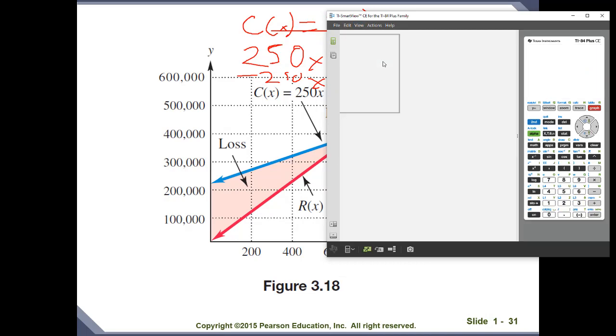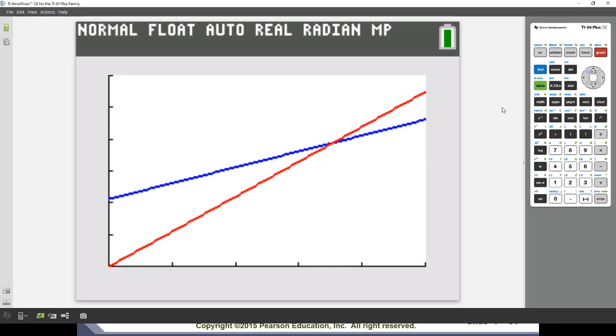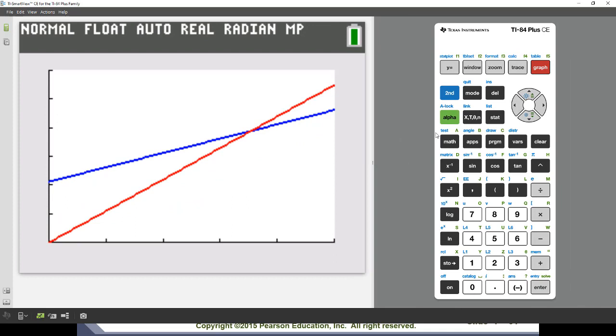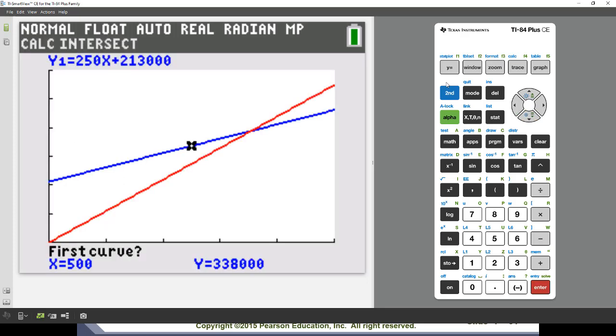So let me get this a little bit larger here, actually a lot larger. I want you able to see this well. All right, so to find the intersection, hit the second key and choose Calc. You're going to go down and choose choice 5, intersect, for where the lines intersect. Choose 5, hit enter. Now it's going to ask you a question.